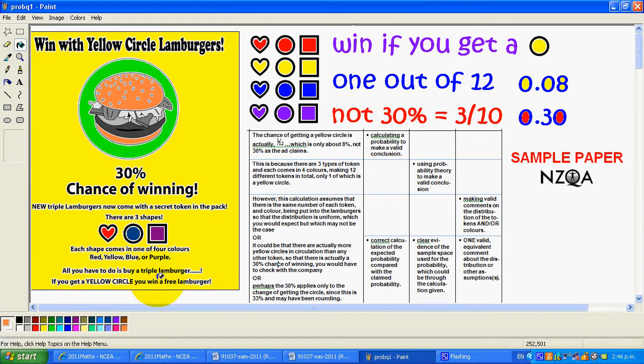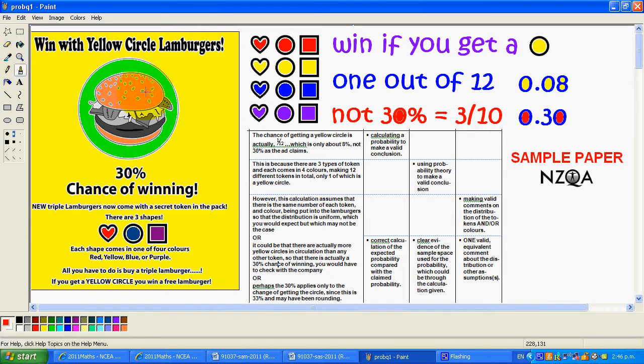All you have to do is buy a triple lamb burger, and if you get a yellow circle, you will win a free lamb burger. So the question is, is it a 30% chance of winning, or is it misleading? So here's our 30%. 30% is actually only 3 out of 10, or 0.3.